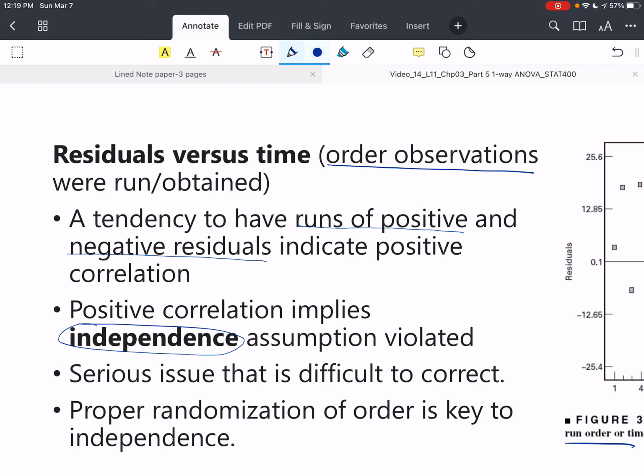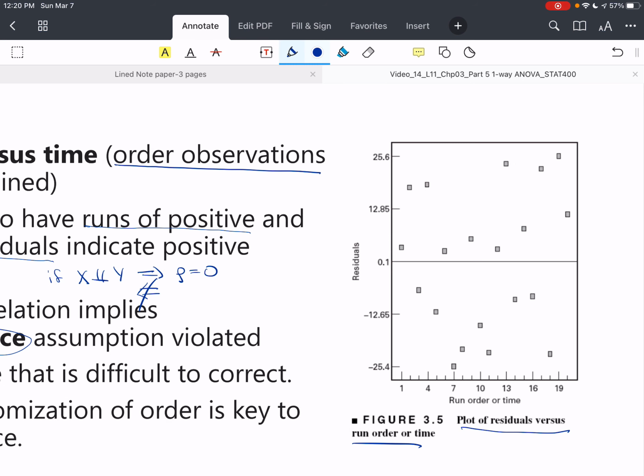Okay? So there's a rule that says if x is independent of y, then rho, the correlation coefficient, is equal to 0. It doesn't work in reverse unless it's normally distributed, and we're assuming normal distribution, so it does work for us here. So we need rho, the correlation coefficient, to be 0 or close to it, so that it's statistically not different from 0.